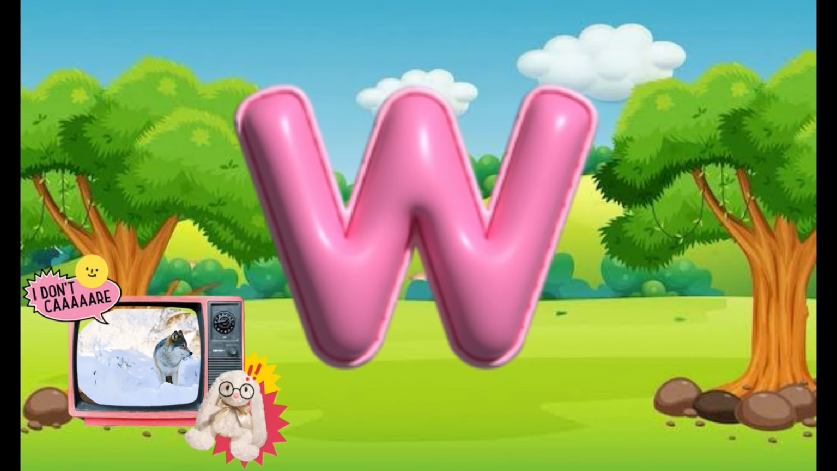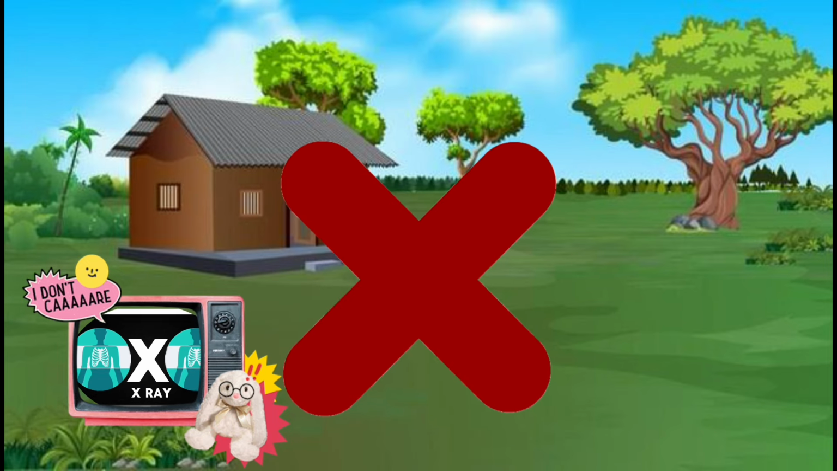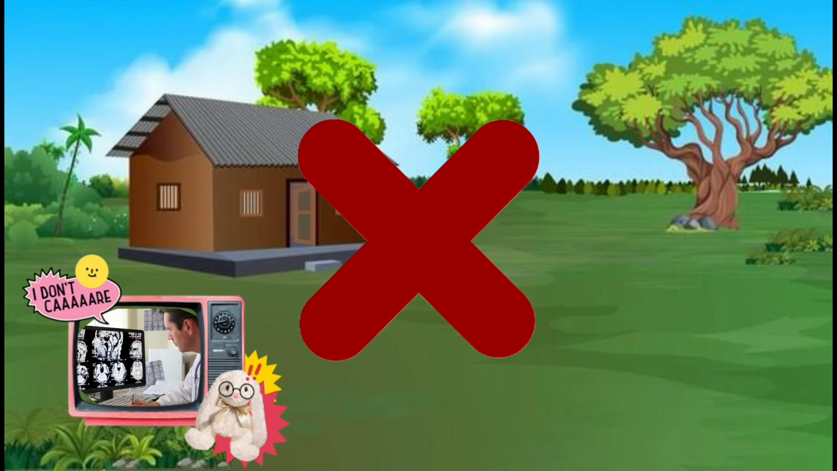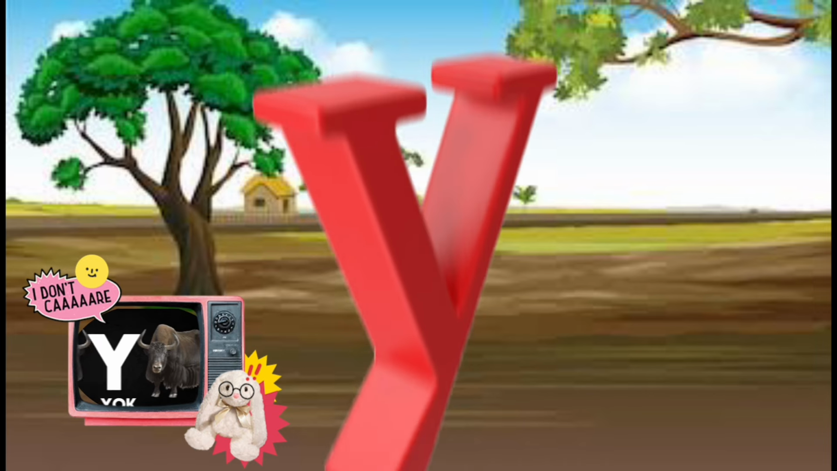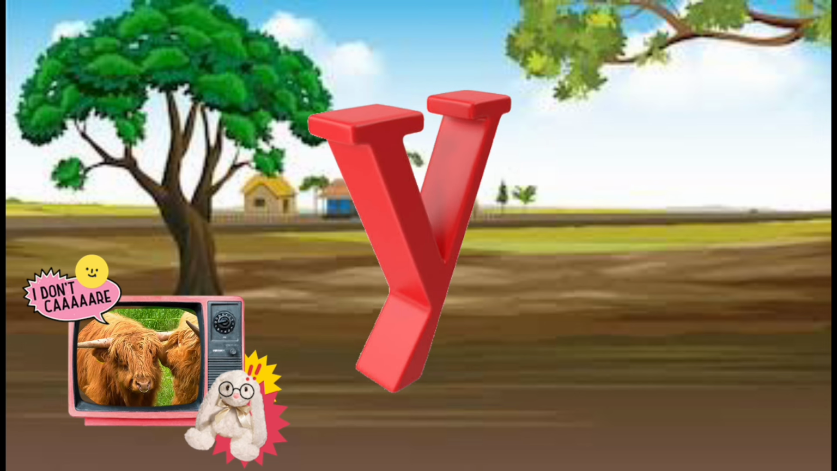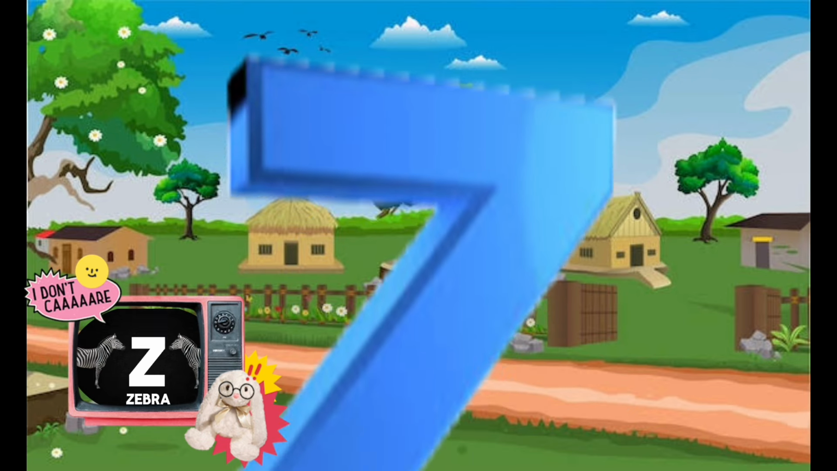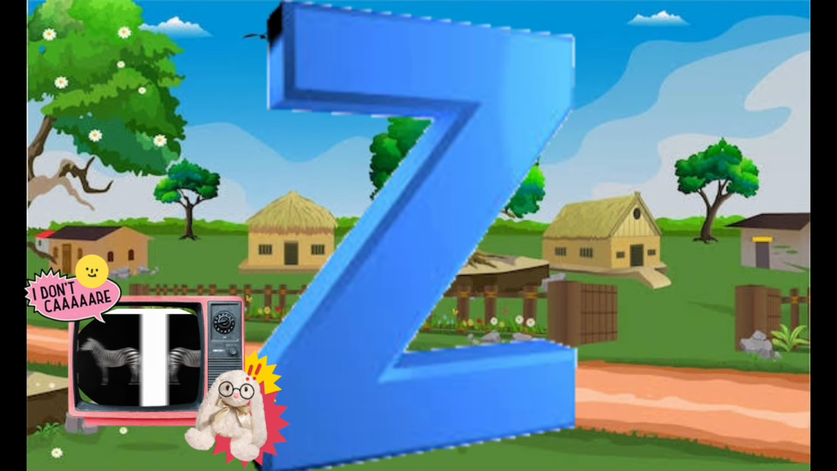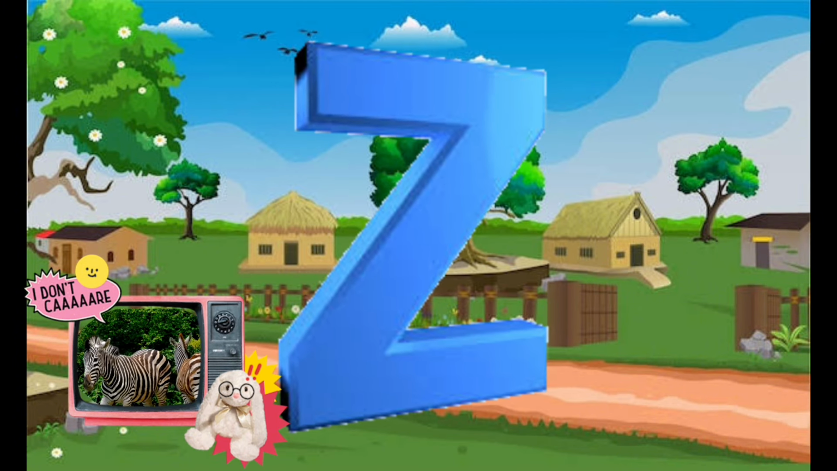Ball. W is for ball. X is for x-ray. X, x-ray. X is for x-ray. Y is for yak. Y is for yak. Z is for zebra. Zebra. Z is for zebra.